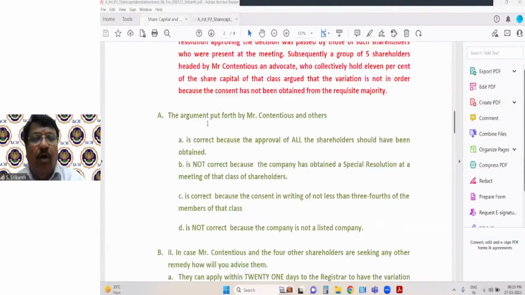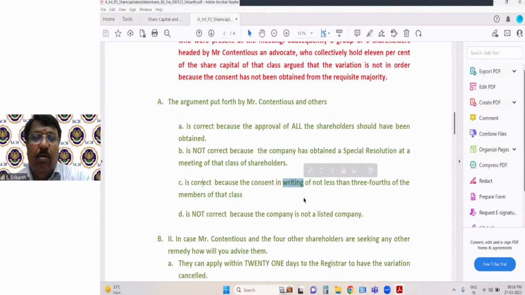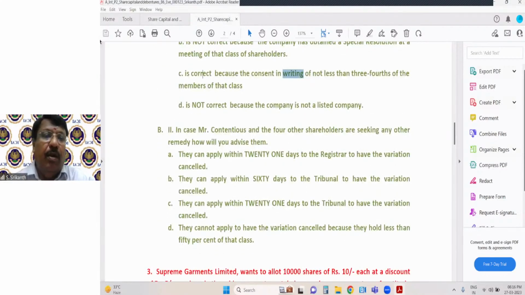Beautiful. Now, Contentious is not going to go away. The fellow is now going and giving us further trouble. In case Contentious and the four others are seeking any other remedy, how will you advise them? So Contentious still wants to do something. What can they do? They can apply to the registrar within 21 days, the tribunal within 60 days, or they can apply within 21 days to the tribunal to have the variation cancelled.